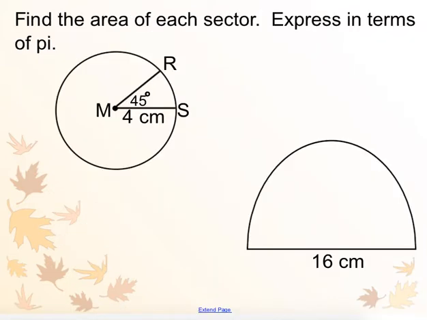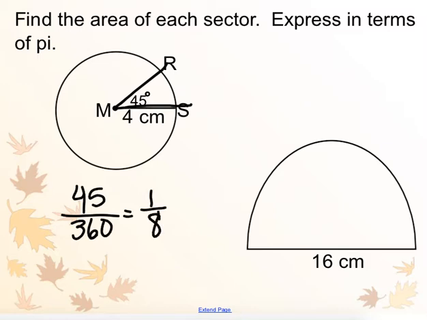Now, once we know how to find the area of the total thing, we can find the area of a sector. To find the area of a sector, I need to know what fraction of the circle I'm looking at. If we look at this sector, it has a central angle of 45 degrees, which means I have 45 degrees out of a total of 360. I simplify that down and see that I have 1/8 of the circle right here, which means that the other part is 7/8.